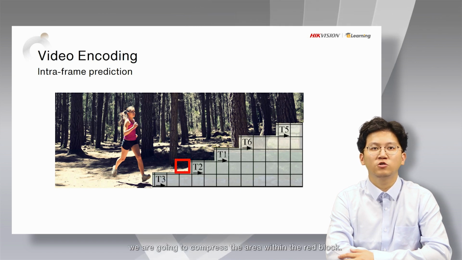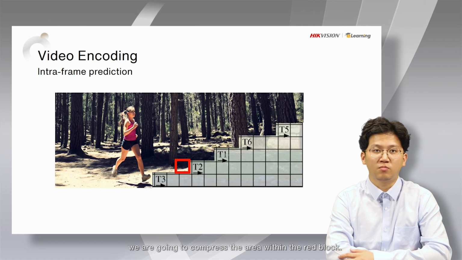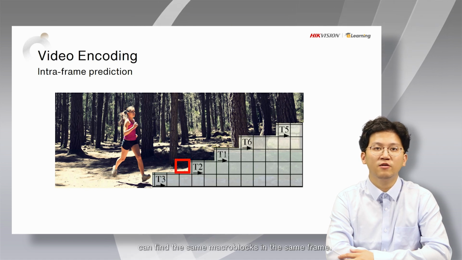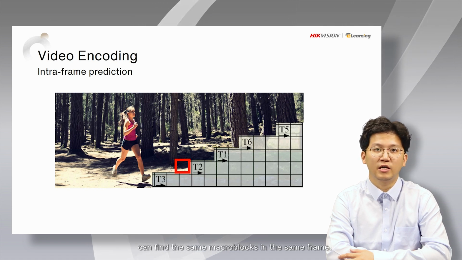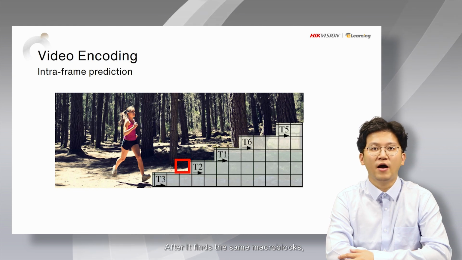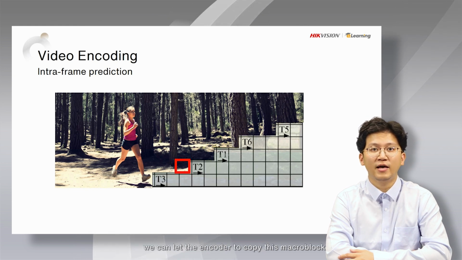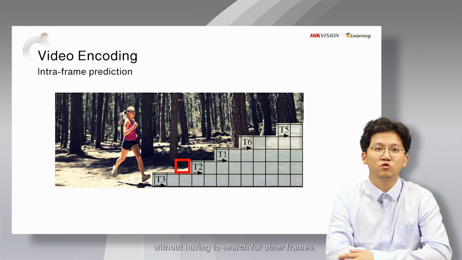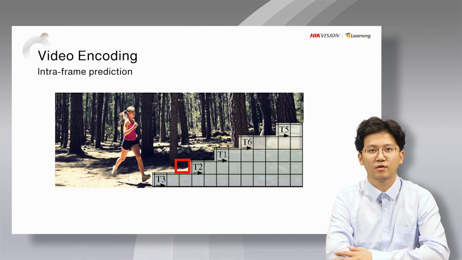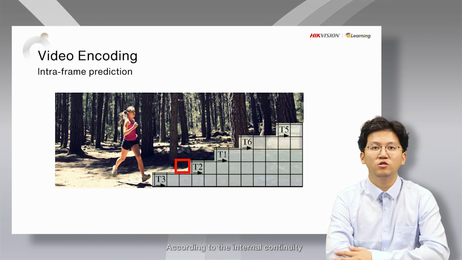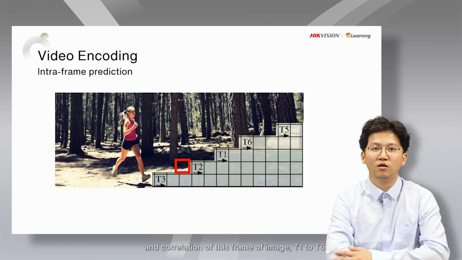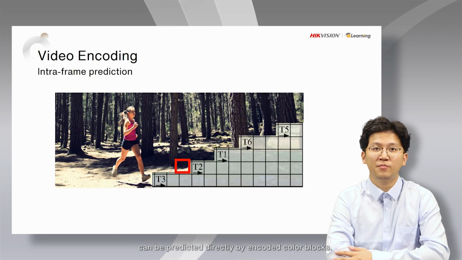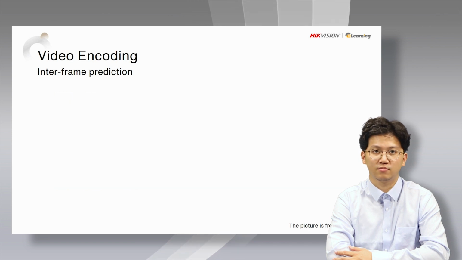Let's say we are going to compress the area within the red block. The encoder can find the same macroblocks in the same frame. After it finds the same macroblocks, we can let the encoder copy this macroblock without having to search for another frame. For example here, according to the internal continuity and correlation of this frame or image, T1 to T6 can be predicted directly by the encoded color blocks.